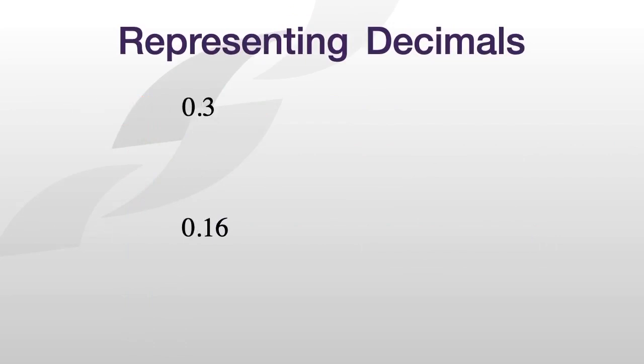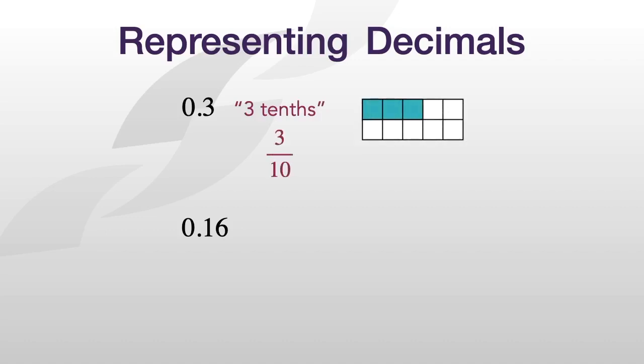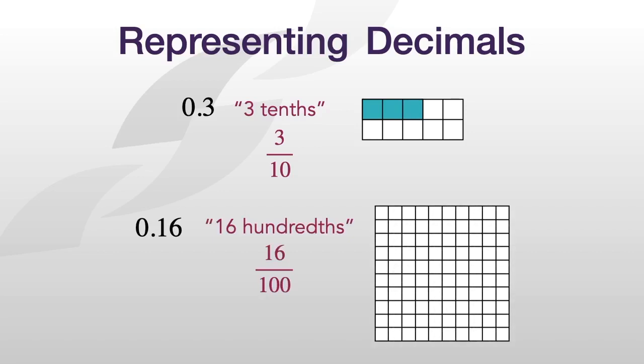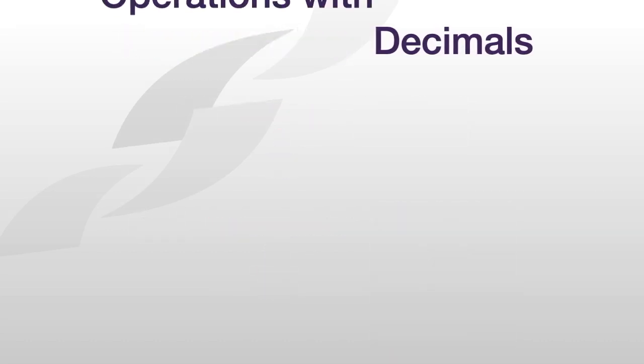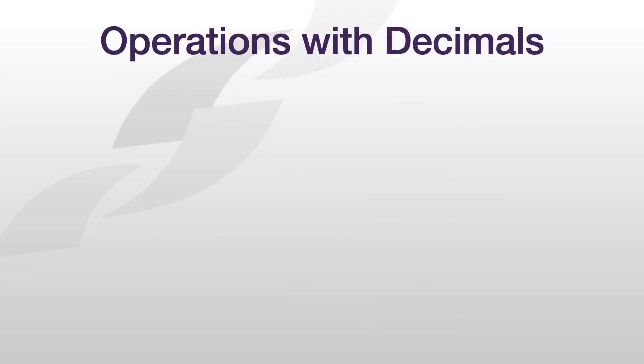Let's explore what a visual representation looks like for decimals. The first number is 3 tenths, so we can represent it as a fraction, counting 3 parts from a whole divided into 10 equal parts. For 16 hundredths, the whole has been divided into 100 equal parts, and we are counting 16 of them. These representations can be helpful as we begin to explore operations with decimals.